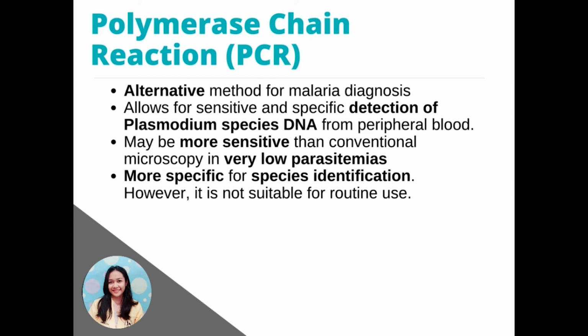Polymerase chain reaction is an alternative method for malarial diagnosis. It allows sensitive and specific detection of Plasmodium species DNA from peripheral blood. Polymerase chain reaction may be more sensitive than conventional microscopy in very low parasitemias. It is also used for more specific Plasmodium species identification. However, it is not suitable for routine use.